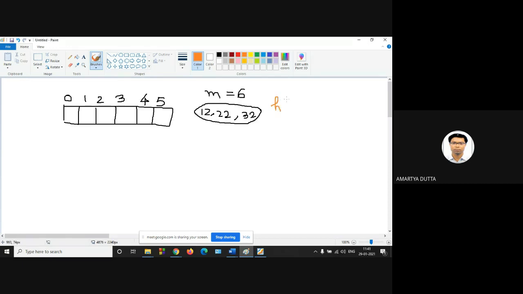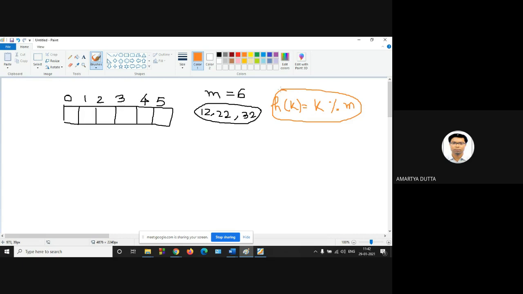The hash function is h of k, where k is the key. In case of linear probing, it is k modulo the size of the array. This is your normal hash function.